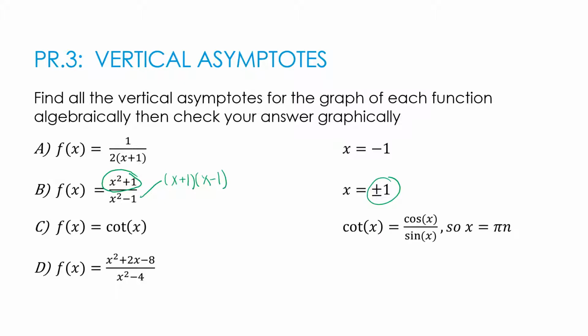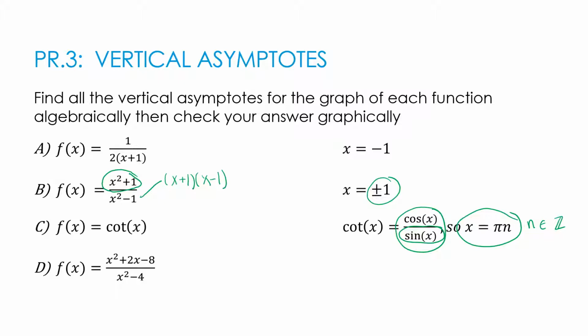For cotangent, again, that's just you knowing what cotangent is all about, which is cosine divided by sine. We know that sine of x can be equal to 0, and sine is 0 at pi and all the multiples of pi. So it's where x is equal to pi times n, where n is a whole number. And I should have included n is an integer.